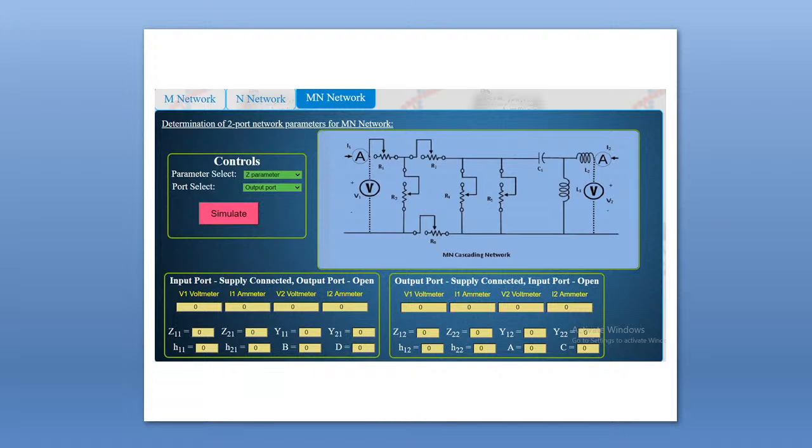After that you select the output port from the port select option and you click on the simulate button, and finally you will obtain the values of y12 and y22 parameters. Okay, and one thing you remember, that before executing the lab experiment, you must switch on your circuit power supply. You must switch on your power supply.